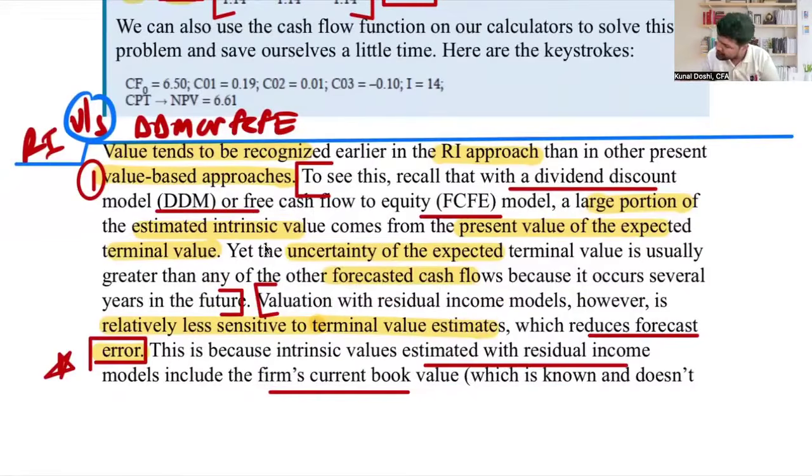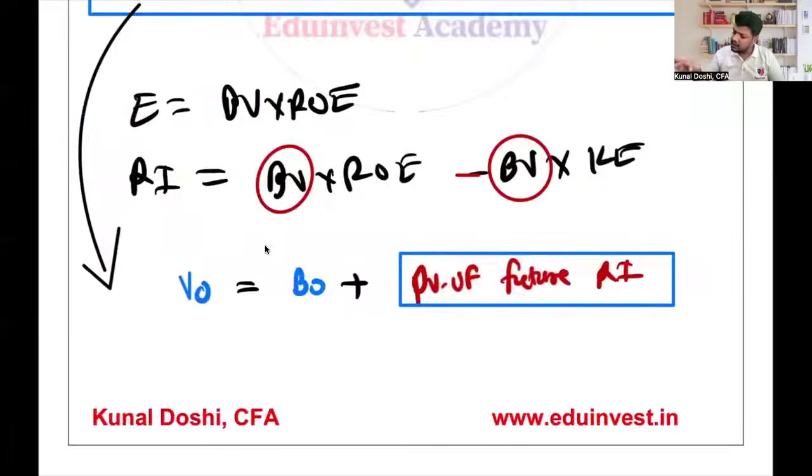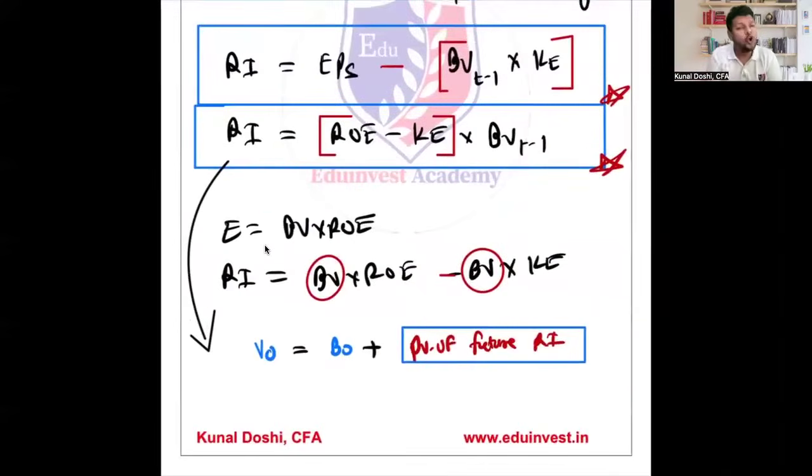Now, this value tends to be recognized earlier in the RI approach. Now, comparing the RI approach with the dividend discount model and free cash flow, very important. If you notice here, compared to dividend discount and free cash flow, where is the biggest value? The biggest value is the terminal value. In the multi-stage dividend discount or free cash flow models, the terminal value, which is the biggest component, is it at the beginning or at the end? Yes, check, guys. Terminal value is later, right?